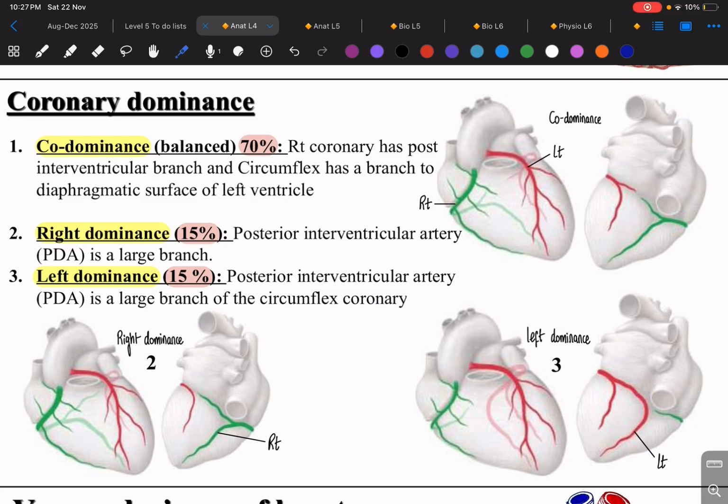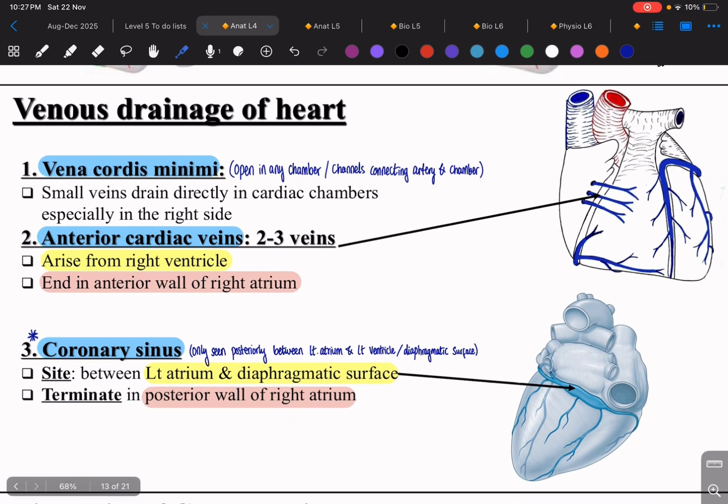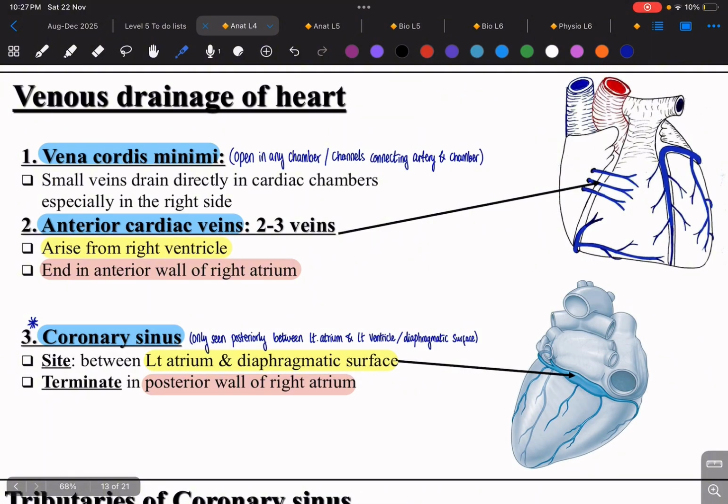Now let's move to the veins. We're done with the arteries and the dominance. For the veins, we have 3 veins. The most important one is the coronary sinus. So let's talk about the other two first, because they're small, we want to finish them quickly and then come to the big boss, the coronary sinus.